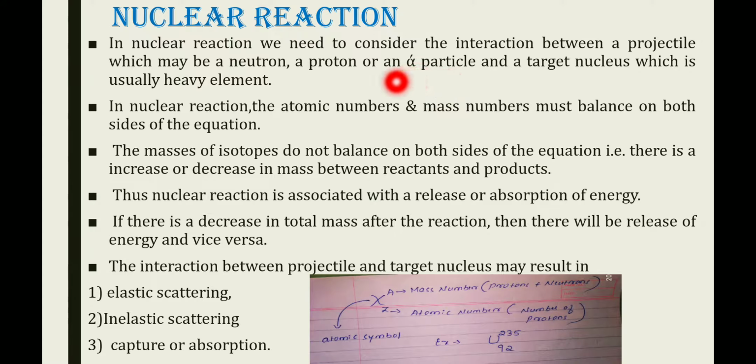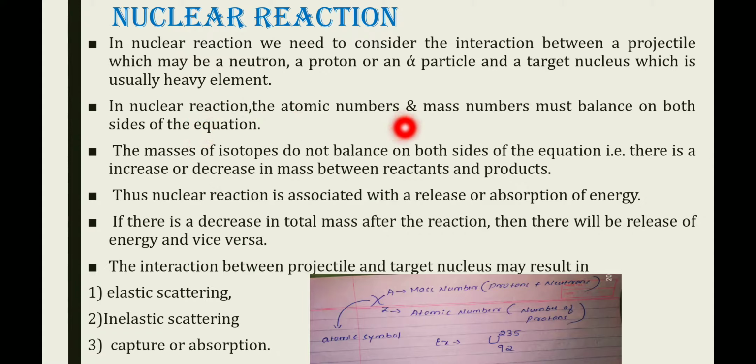So the nuclear reaction process is the interaction between the target nucleus, that is uranium 235 92, with the projectile, which may be a neutron, a proton, or an alpha particle. So this uranium 235 92 plus neutron, in the equation, these are going to be considered as the reactants.